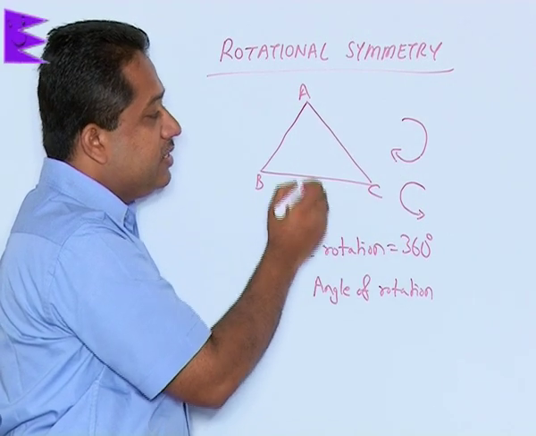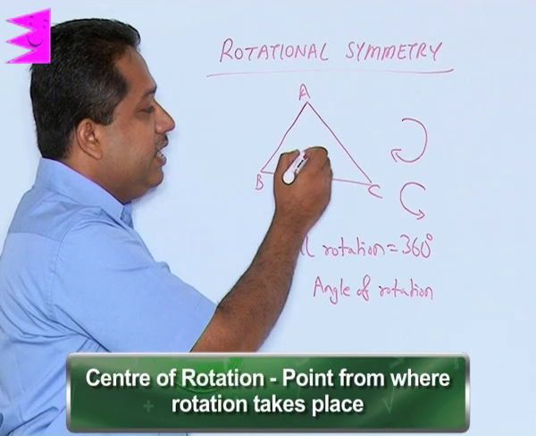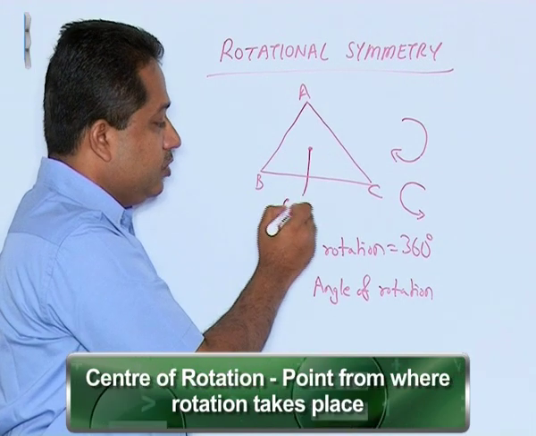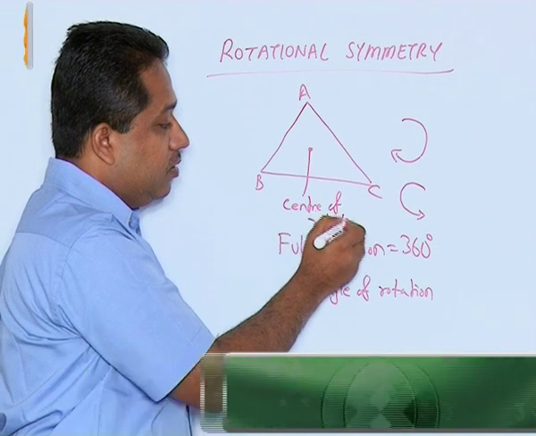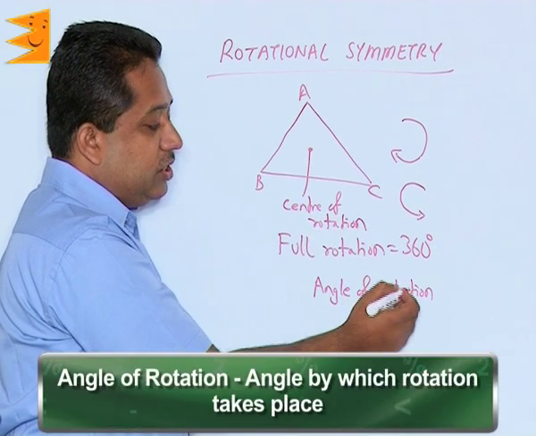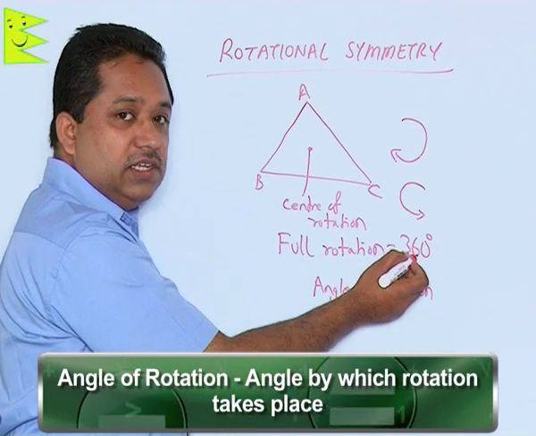Now what is important is that the point from which rotation takes place is called the center of rotation. So this is the center of rotation, and the angle by which it rotates is called the angle of rotation. So full rotation is 360.